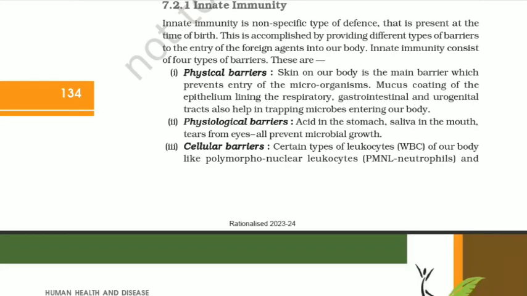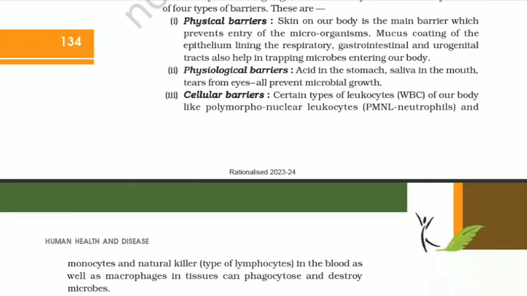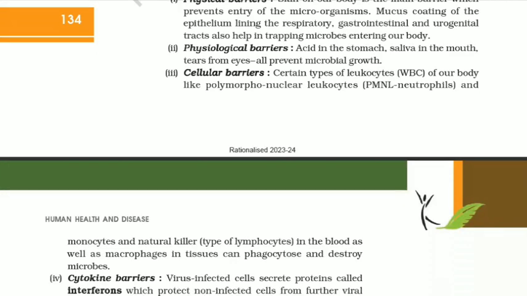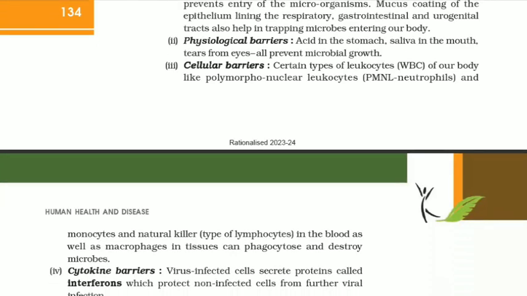7.2.1 Innate immunity. Innate immunity is non-specific type of defense that is present at the time of birth. This is accomplished by providing different types of barriers to the entry of foreign agents into our body. Innate immunity consists of four types of barriers. These are: number one, physical barriers. Skin on our body is a main barrier which prevents entry of microorganisms. Mucous coating of the epithelium lining the respiratory, gastrointestinal and urogenital tract also help in trapping microbes entering our body. Number two, physiological barriers. Acid in the stomach, saliva in the mouth, tears from eyes, all prevent microbial growth.